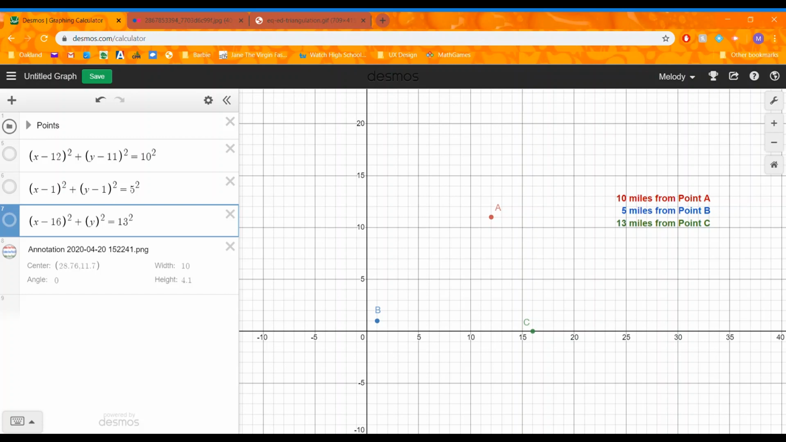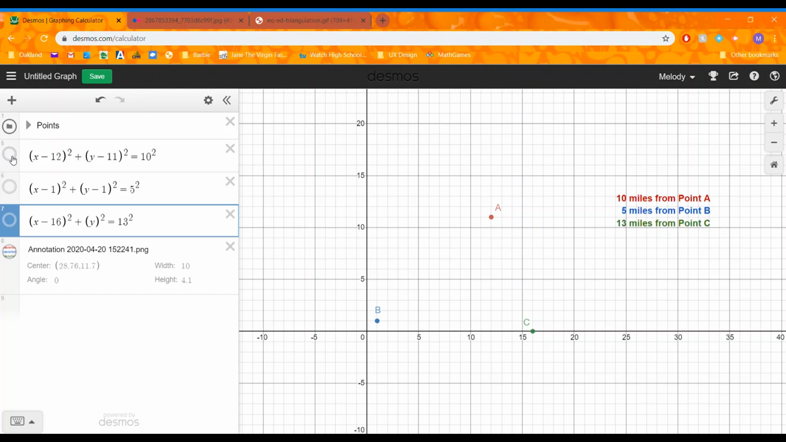The high school definition of a circle is also useful for a process known as triangulation. Suppose you're trying to find an object. Someone at point A looks out from a tower and notices the object 10 miles away. Someone at point B looks out from a tower and notices that the object is 5 miles away. And someone at point C looks out from a tower and notices the object is 13 miles away.